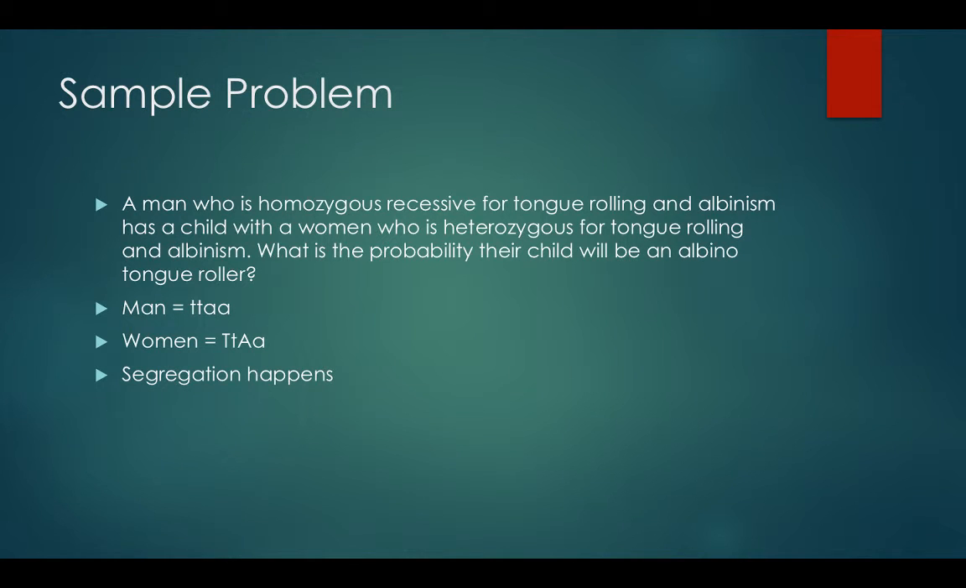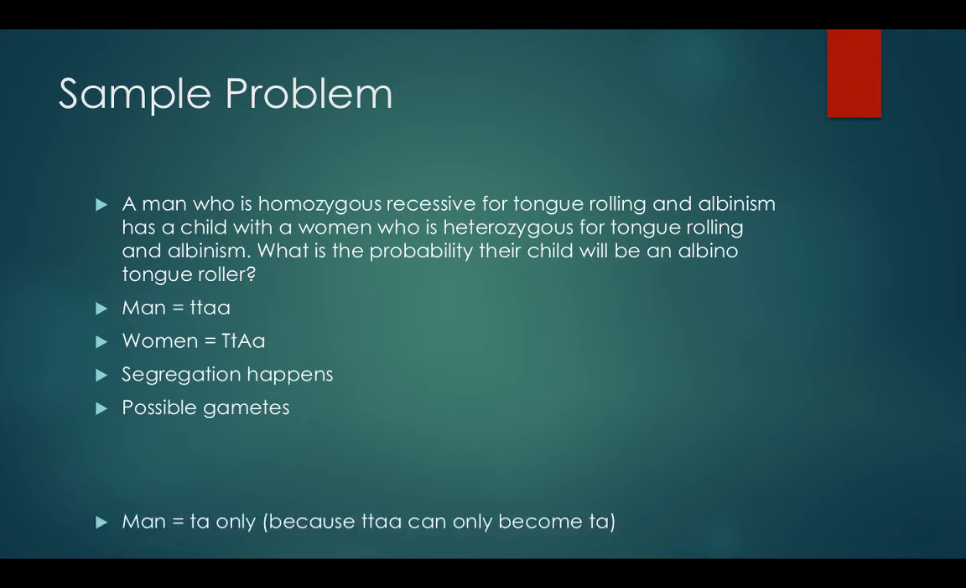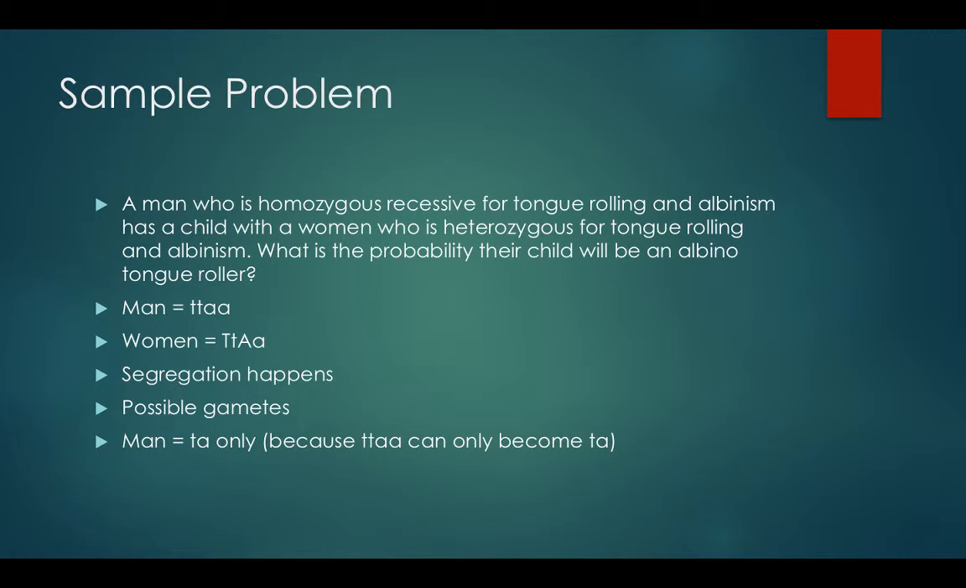Then you have segregation. Here are your possible gametes. Well, the man's only going to have little t, little a, because he only has those 2 alleles. He can't give anything else. The woman, though, is going to have 4 possible alleles. She's going to have big T, big A. She's going to have big T, little a, little t, big A, and little t, little a. There's 4 possibilities with her.